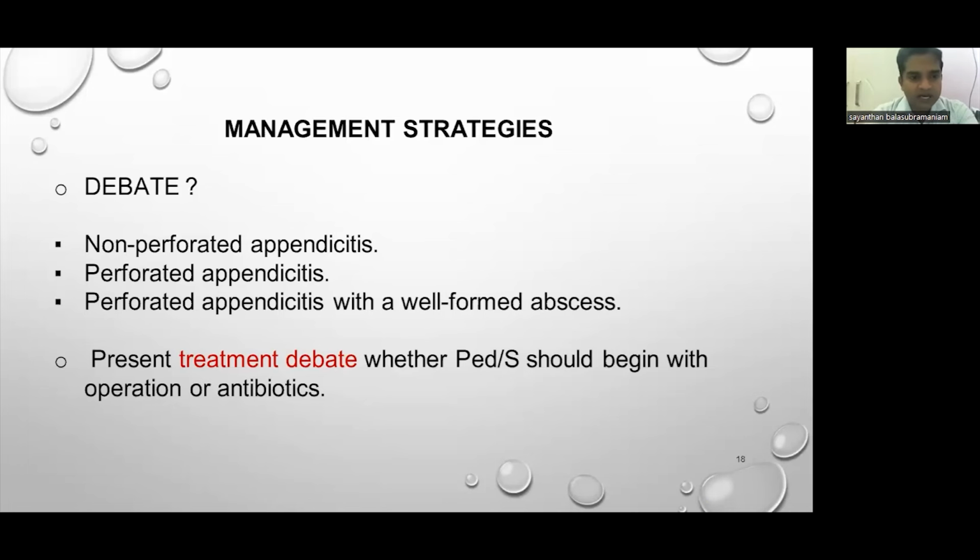So you see this one. First, we will think about non-perforated appendicitis. That means a very early stage of appendicitis, and how will we manage? Then perforated appendicitis. Third one, perforation with well-formed abscess.